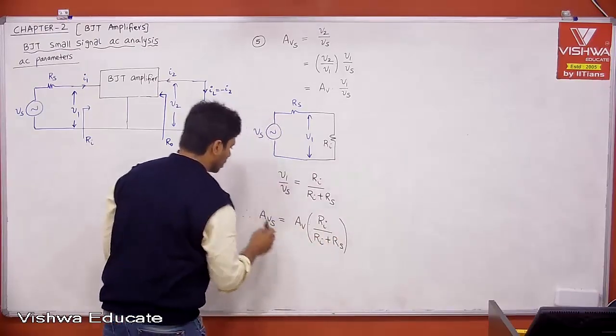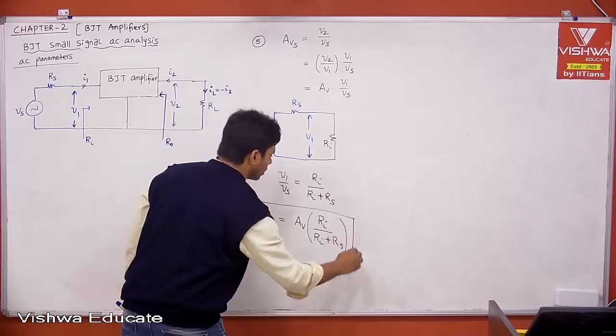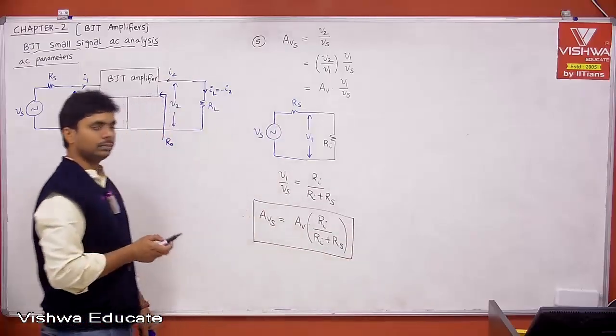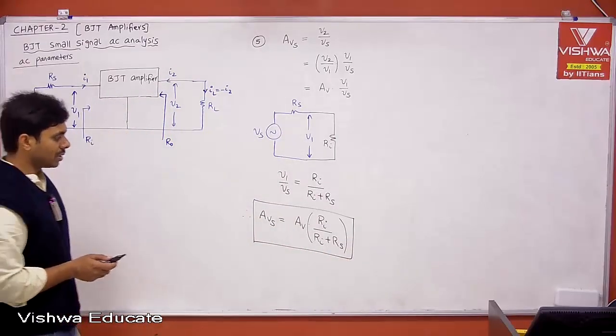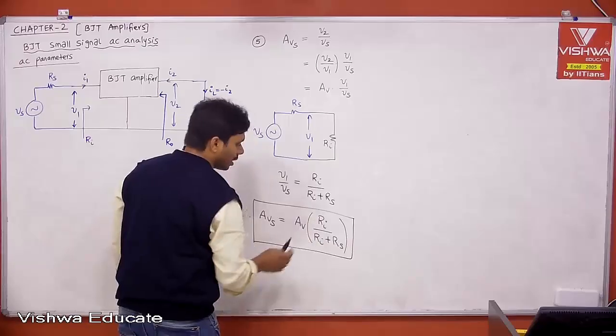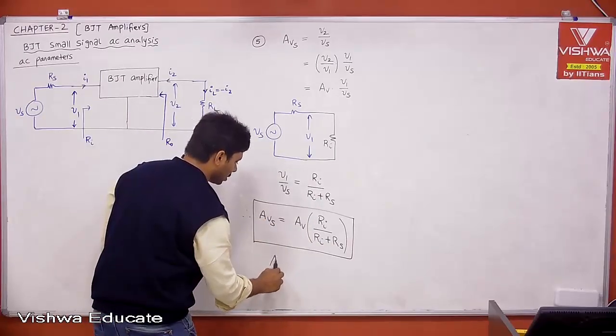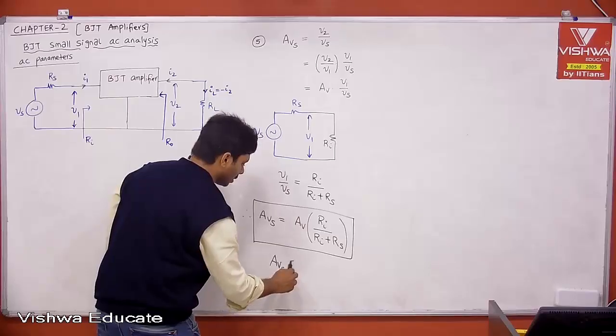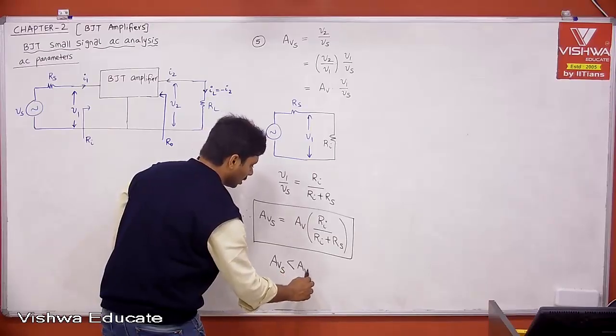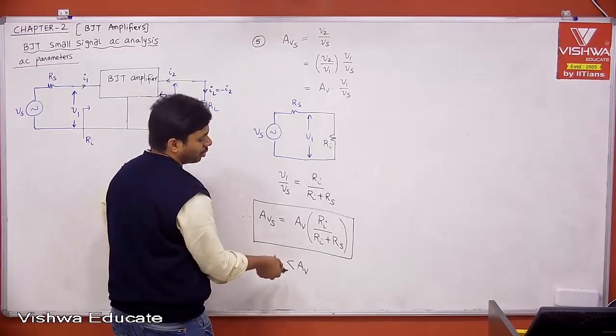This is your voltage gain, including source resistance. But what is the observation? Definitely I know that AVS is less than AV. Therefore, this is your observation: AVS is less than AV. Therefore, to improve AVS to AV, what to do?